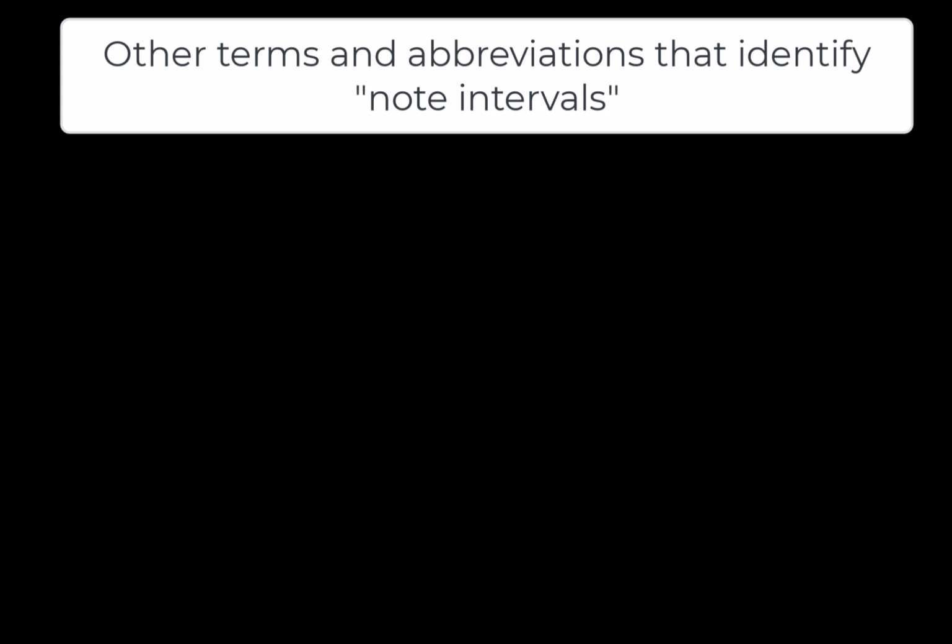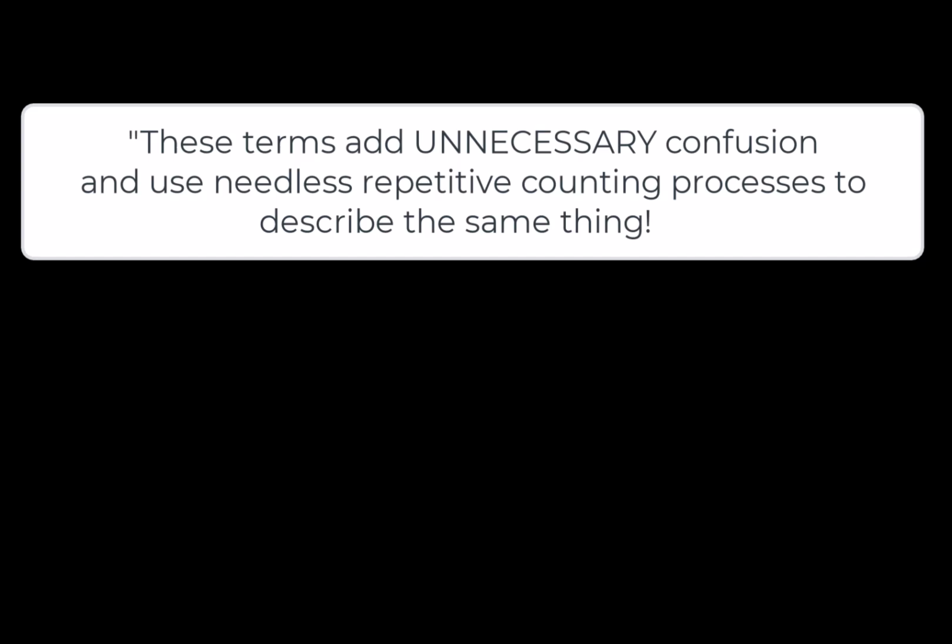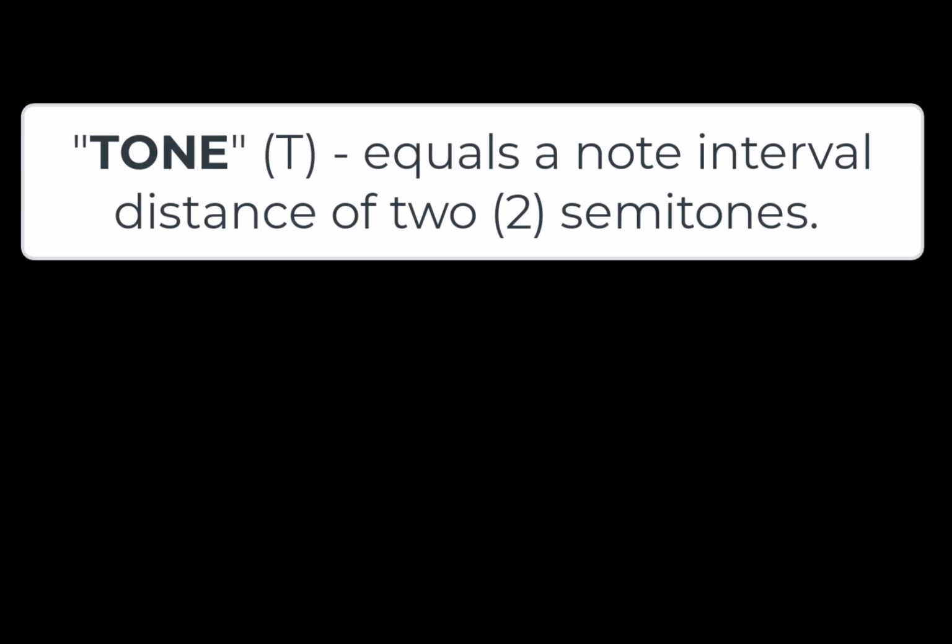Now here's where confusion begins, so stay with me. The following are other terms and abbreviations that identify note intervals that, unfortunately, you must wade through to decipher which ones are need to know, nice to know, or unnecessary to know. Without question, I believe the following terms add unnecessary confusion and use a needless repetitive counting process to describe the same thing. But they are used over and over, so you will need some familiarity because you'll see most people use these terms. These terms include tone.